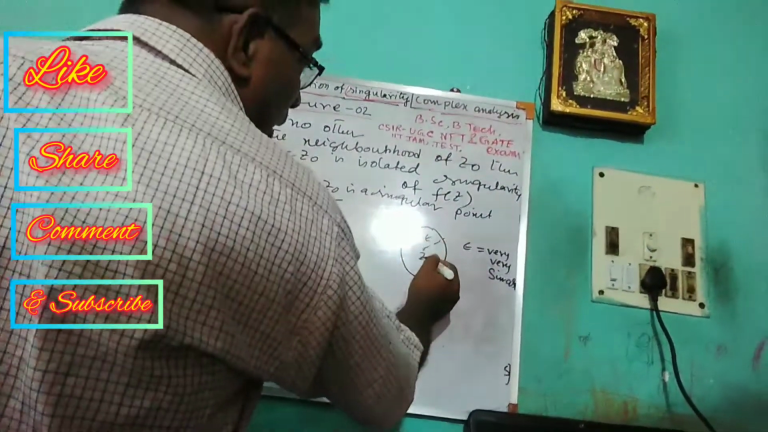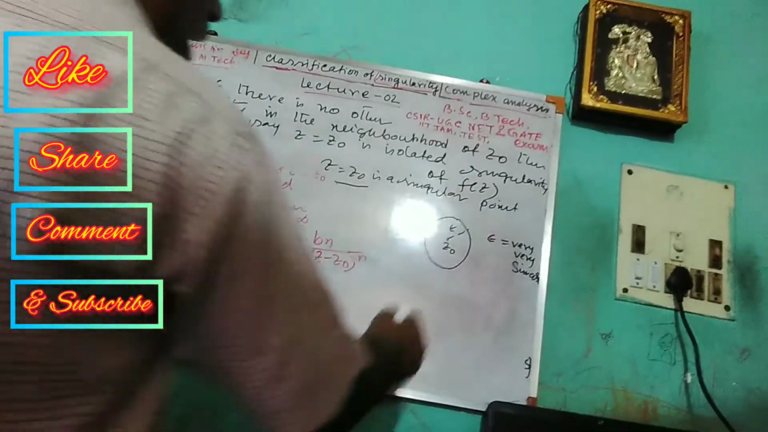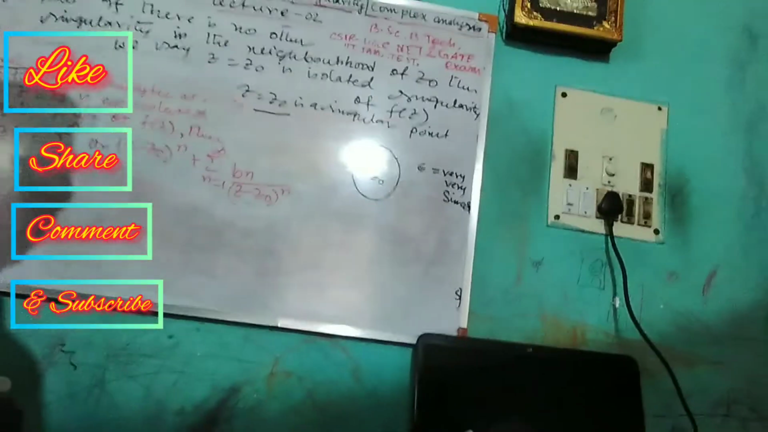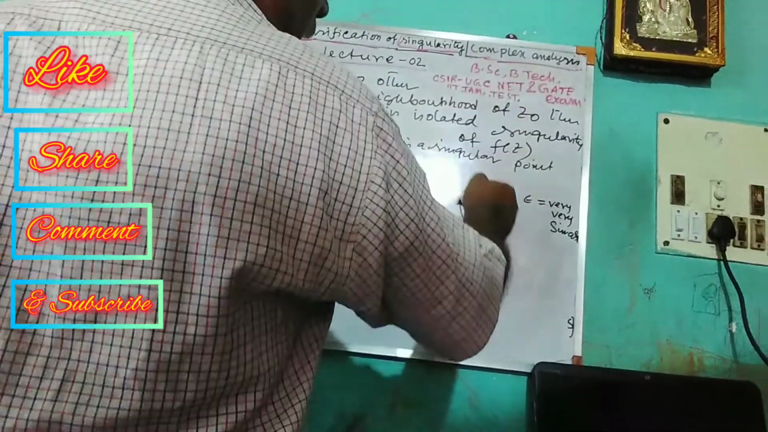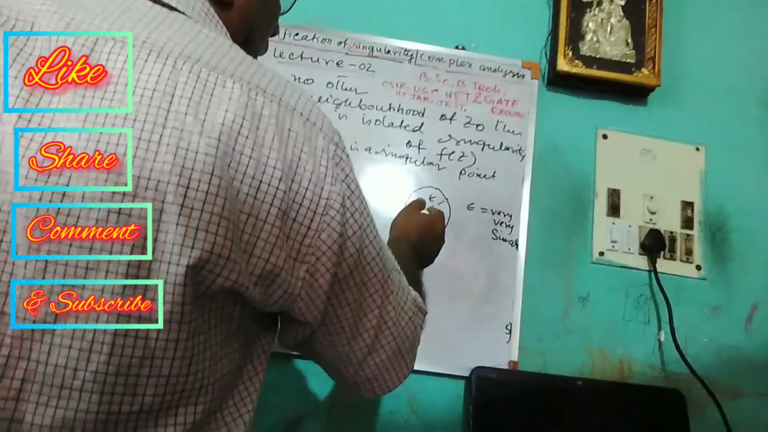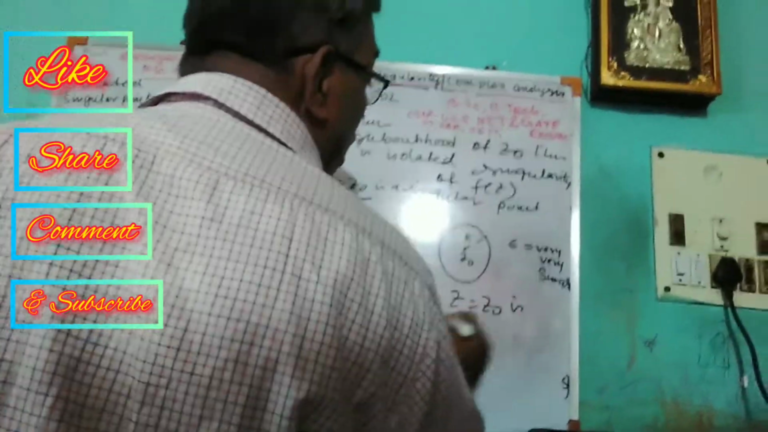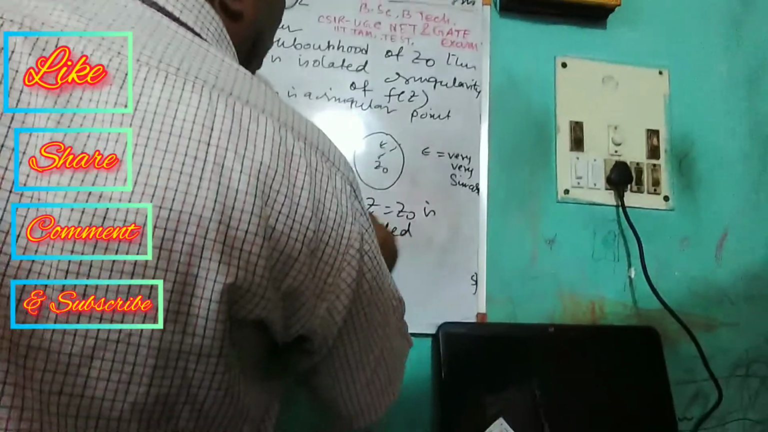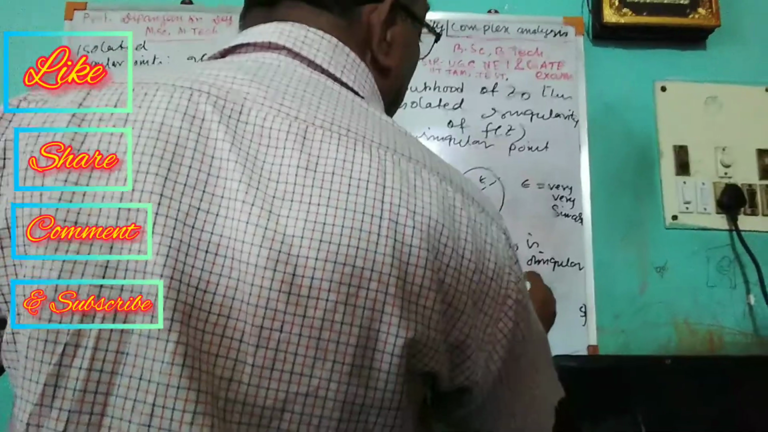What is the circle? The circle whose center is the point z equal to z0, and whose radius is epsilon, which is very, very small. If we consider a circle of very small radius around z0, and there is no other point of singularity in it, then z equal to z0 we can say is an isolated singular point.